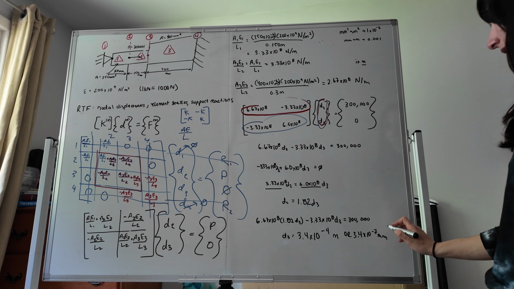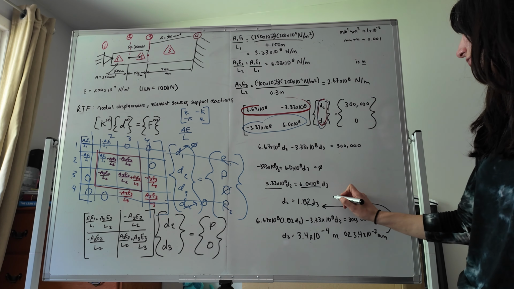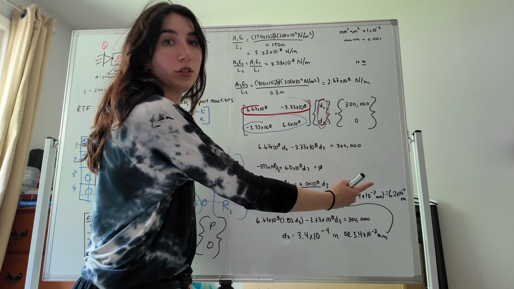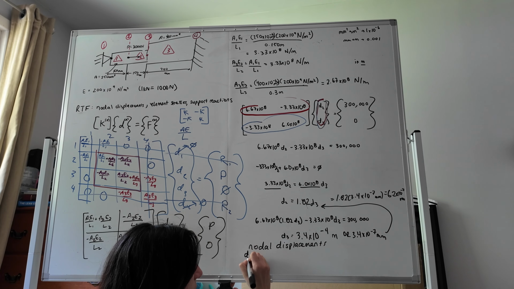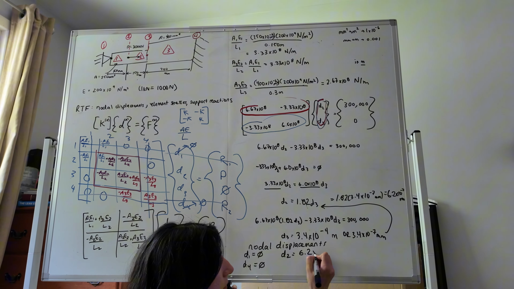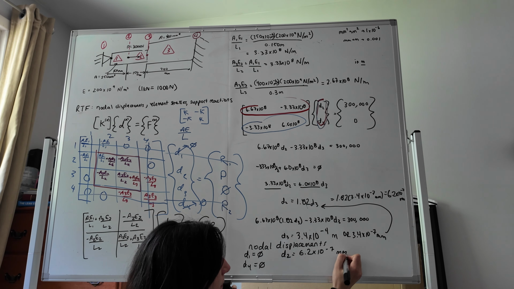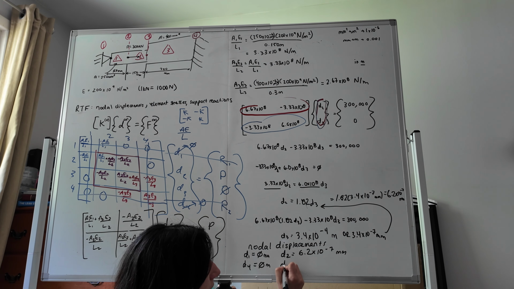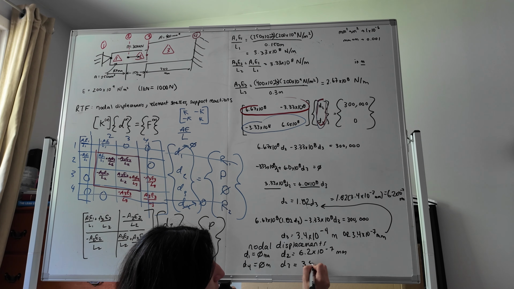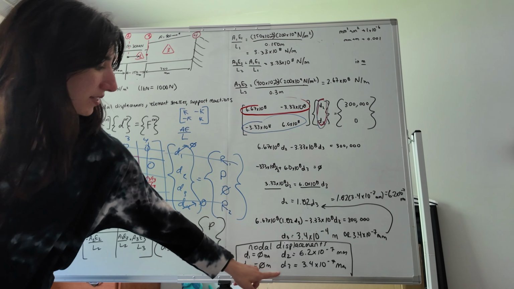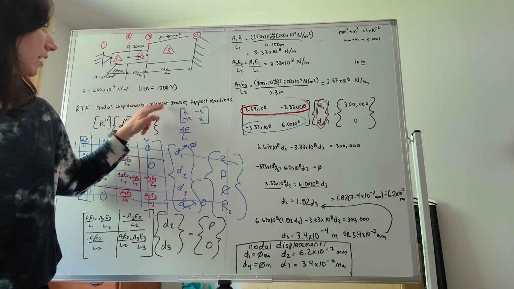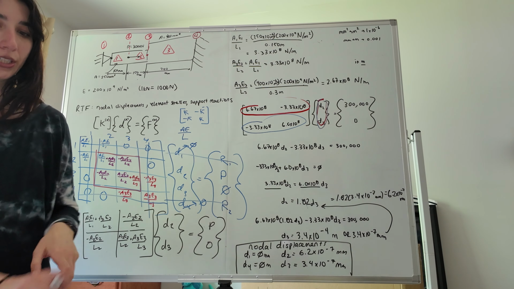Now that I have d3, I can sub it back up here to get d2, which equals 6.2 times 10 to the negative 7 mm for displacement at node 2. Our d1 equals 0, d4 equals 0, d2 equals 6.2 times 10 to the negative 7 mm, and d3 equals 3.4 times 10 to the negative 7 mm. I can now use these displacements to compute the element stresses and support reactions.